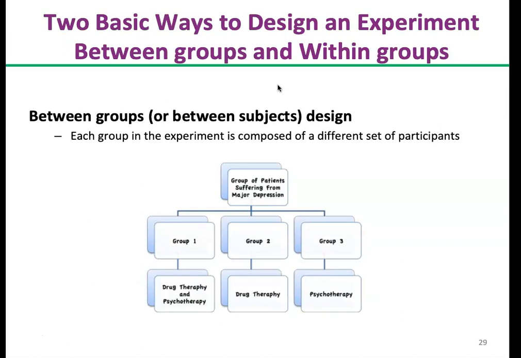Two basic ways to design an experiment. There are many ways. This is just in its simplest form. Between groups. So a between groups design means that each group has its own intervention and you measure them at the end. And since people are randomly assigned to group 1, 2, or 3, then you're going to assume that the differences are due to the treatment. Okay?